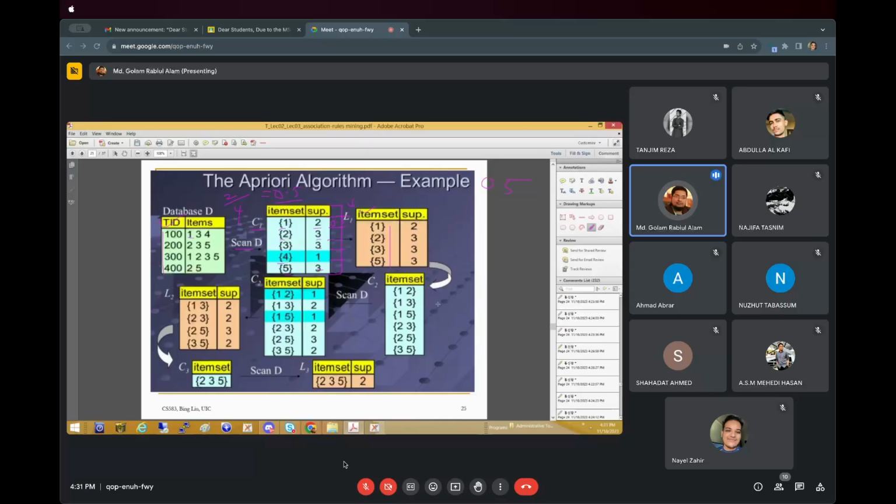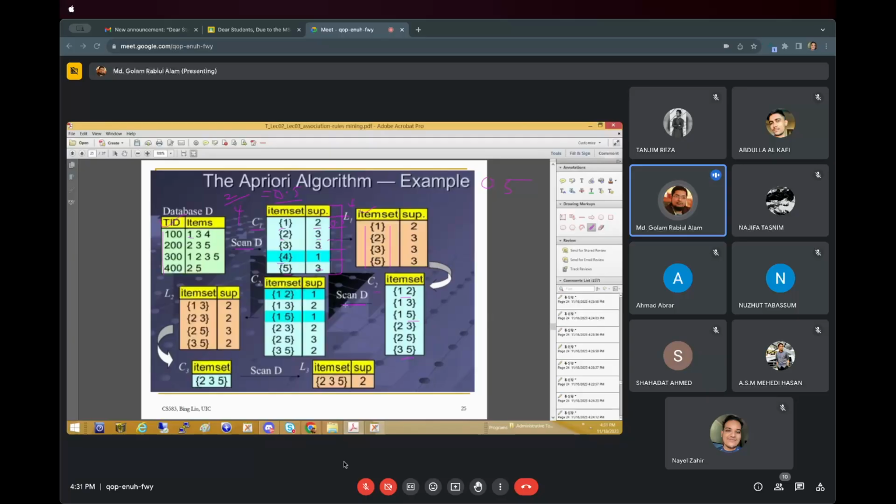Next, we have to apply the join operation. But we can see that in this case there is just one item, so the previous set is just null. So 1 and 2 can combine, 1 and 3 can combine, and 1 and 5 can combine. Then we can join 2 and 3, 2 and 5, and 3 and 5. So we can combine those, and that means this is our candidate set.